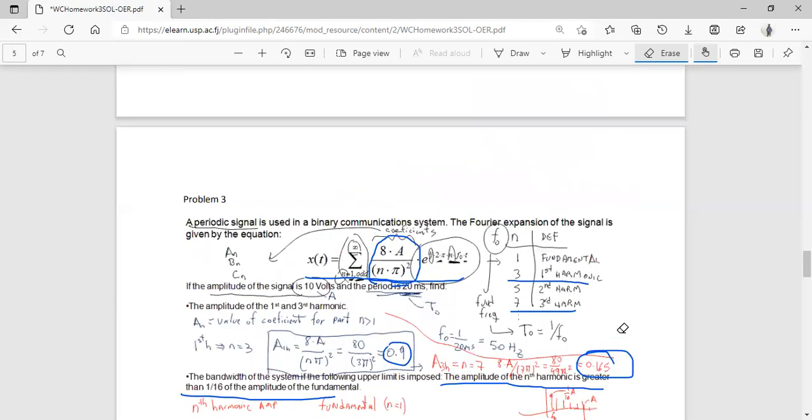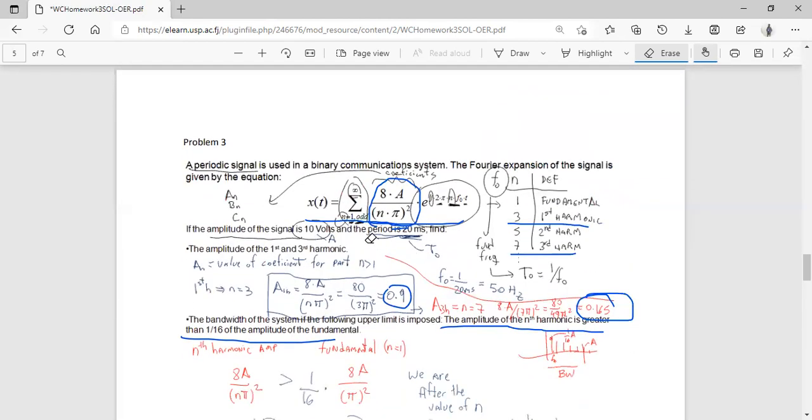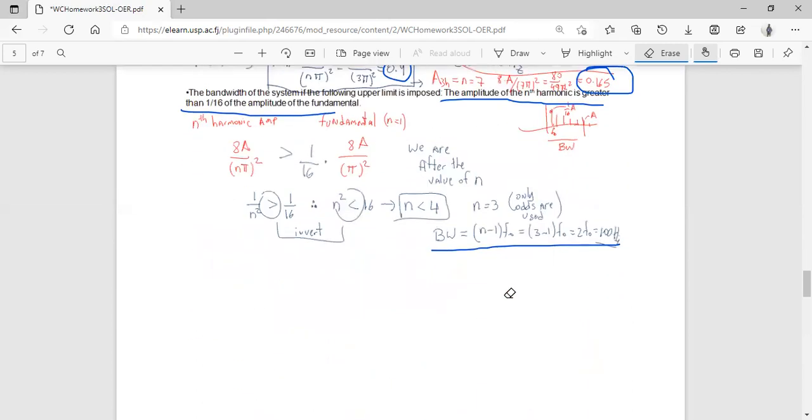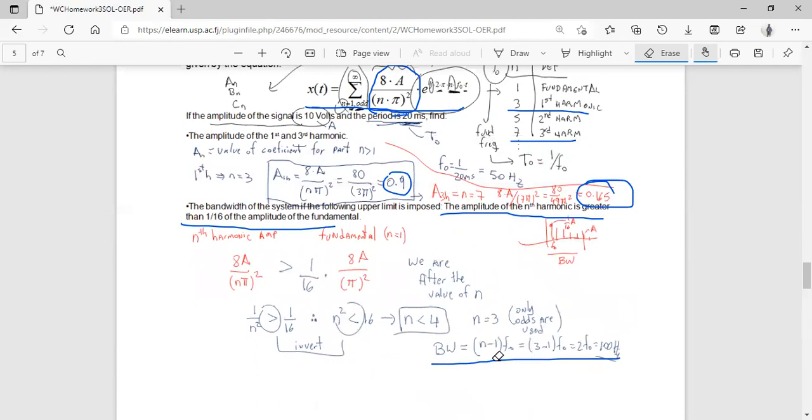If you go back to this particular equation, it says the period is 20 milliseconds. So if the period is 20 milliseconds, you can find the frequency. Frequency is 1 upon 20 milliseconds, which gives me 50 hertz. That is my fundamental frequency. Substituting f naught, 2 times 50 gives me 100 hertz. So my bandwidth becomes 100 hertz. That's how you get the bandwidth.